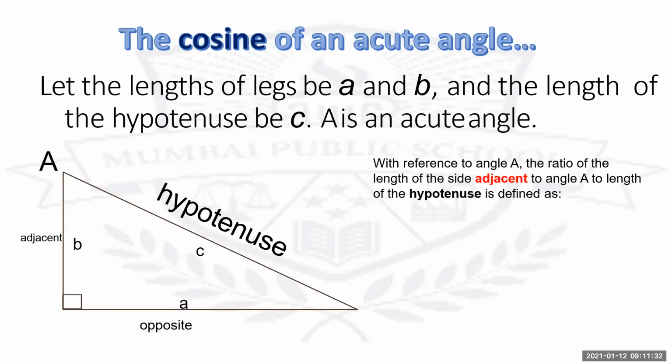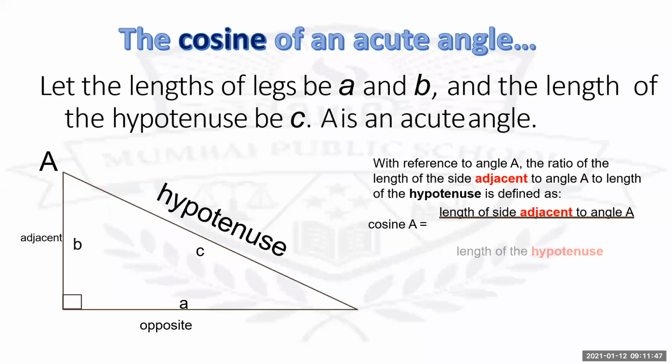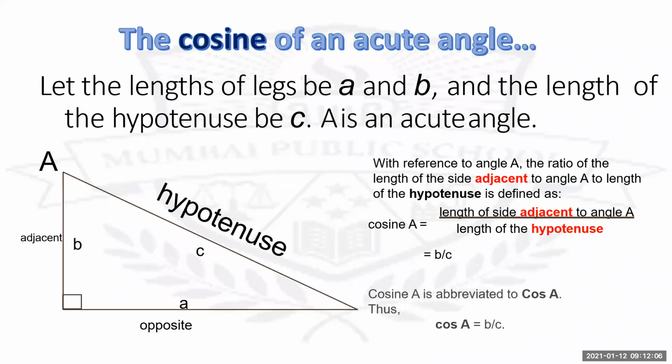Now with reference to angle A, the ratio of length of the side adjacent to angle A to the length of the hypotenuse is defined as cosine A, which is equal to the length of the side adjacent to angle A upon the length of the hypotenuse. So cosine A is given as the length of the side which is adjacent. Now in the first case for sine it was opposite, for cosine it is adjacent. So that is equal to b upon c. If you consider the triangle ABC, it is equal to b upon c.